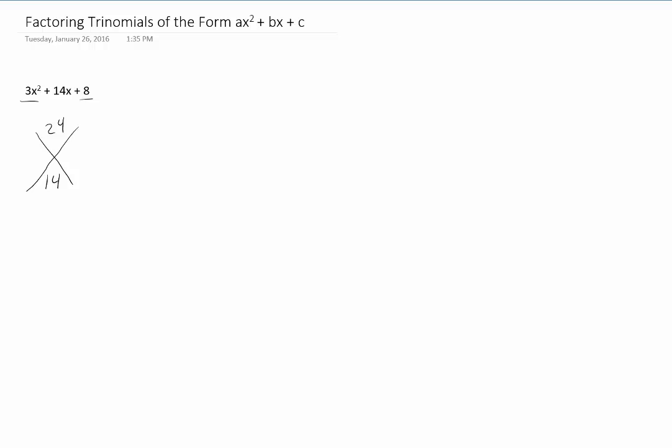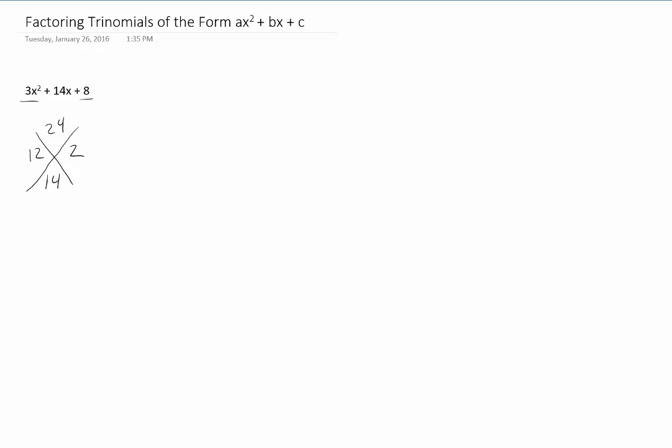And I'm going to fill out this triangle just like I did previously. I'm looking for two numbers that multiply to give me 24, but add up to give me 14. And so if I go through the list here, looks like 12 and 2 are going to fit the bill. And so now what I do with these numbers is going to be the different thing.